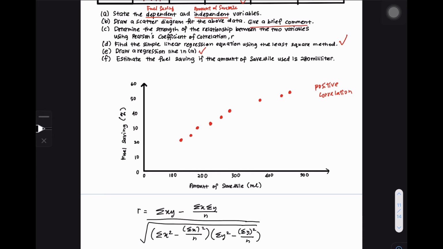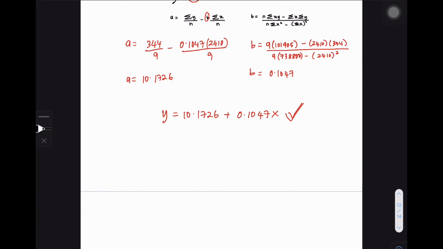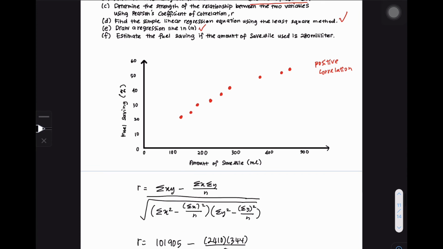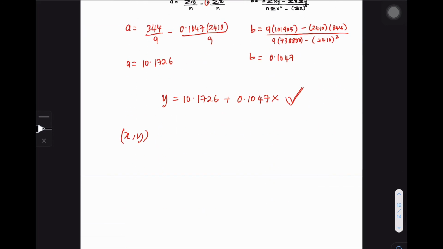Macam mana kita nak draw regression line? Okey, senang sahaja. Awak dah ada equation. Awak cuma perlu cari 2 point xy. Okey, pada x something, value something, y berapa? Pada y value something, x berapa contohnya. So awak cari 2 point sahaja. Katakanlah sekarang kita nak cari masa x sama dengan 200 dan masa x sama dengan 400. Okay, so apa yang awak perlu cari adalah masa x sama dengan 200, berapa nilai y, masa x sama dengan 400, berapa nilai y. 2 point sahaja.